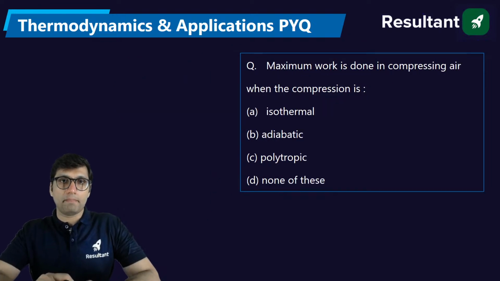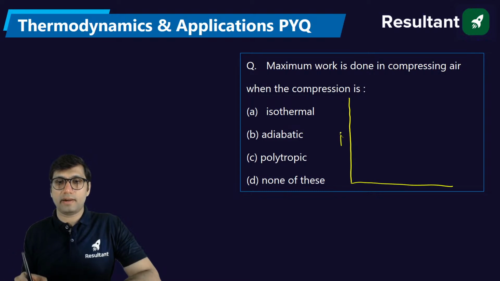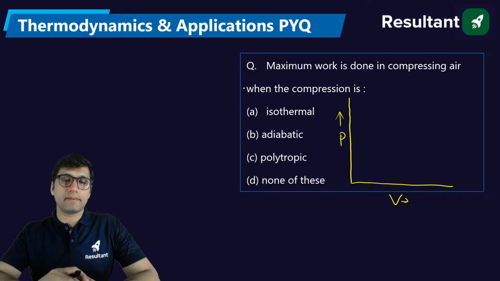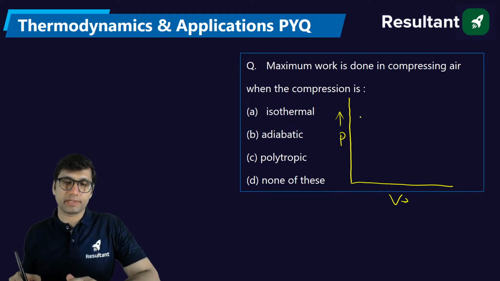Maximum work is done in compressing the air when the compression is. When we say compression, there are many ways we can compress the air, right? You must be thinking, sir, why are we seeing only compressor questions? The reason is, if you see the RRB JE syllabus, you will find only the compressor from the power plant topic. So from the power plant subject, you will only find the compressor topic. That is why we are mostly seeing compressor questions.